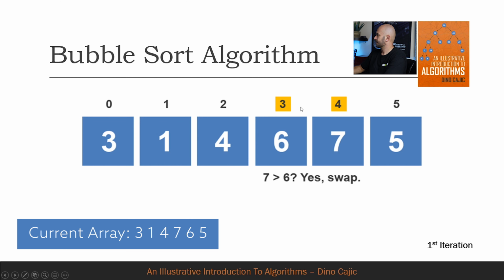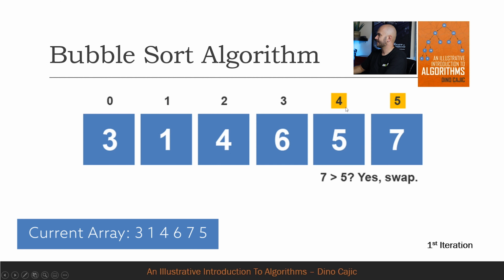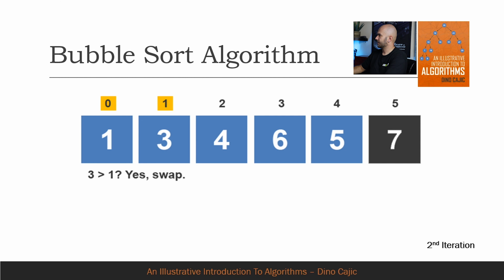Moving to elements 3 and 4, the algorithm compares the values 7 and 6. Since 7 is larger than 6, the values are swapped. And lastly, elements at indices 4 and 5 are compared. Since 7 is larger than 5, the elements are swapped. So this completes the first iteration. We know that the last element is fully sorted. In the next iteration, the last element will not be compared.